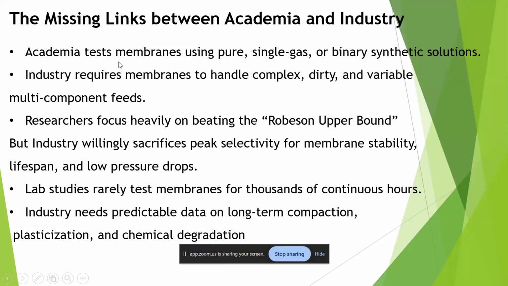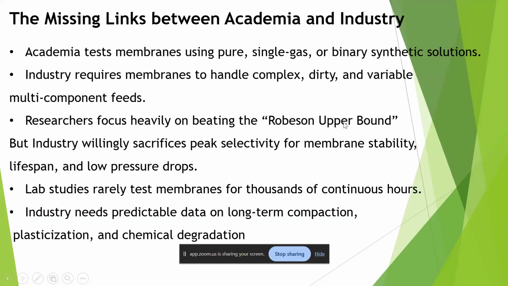So, as I was discussing the different shapes or different modules which are being used, considering all these aspects, in academia only pure, single gases are used, whereas industry requires membranes to handle complex, dirty, which is a very hard thing, and variable multi-component feeds.